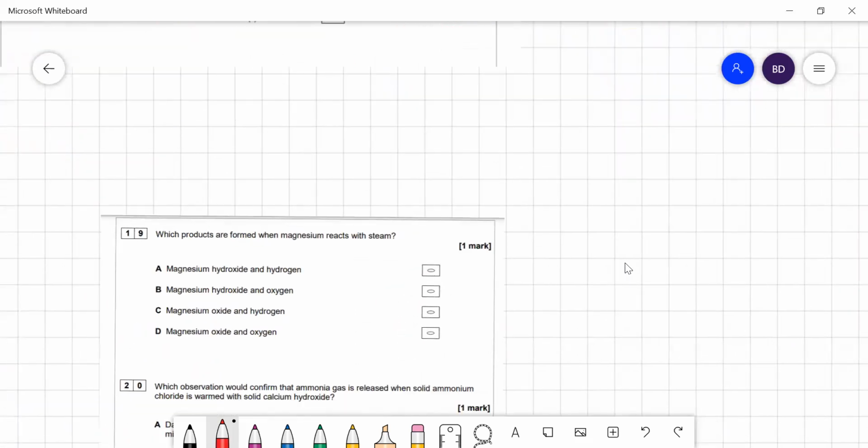Which products are formed when magnesium reacts with steam? It's straightforward factual recall, really. Magnesium doesn't react like the other group 2 elements. They don't react with cold water, but it will react with steam, and it won't give you the hydroxide, it will give you the oxide and hydrogen gas. So magnesium oxide and hydrogen is the right answer.